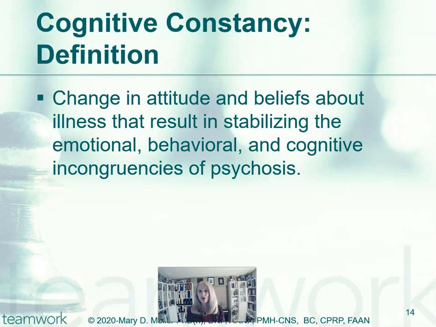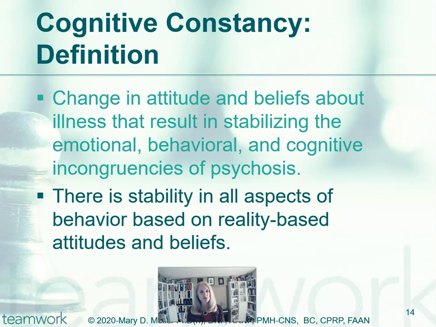So the next phase, cognitive constancy, is defined as a change in attitude and beliefs about the illness that results in stabilizing the emotional, behavioral, and cognitive incongruencies of psychosis. And there becomes stability in all aspects of their behavior because it's based on reality-based attitudes and beliefs.